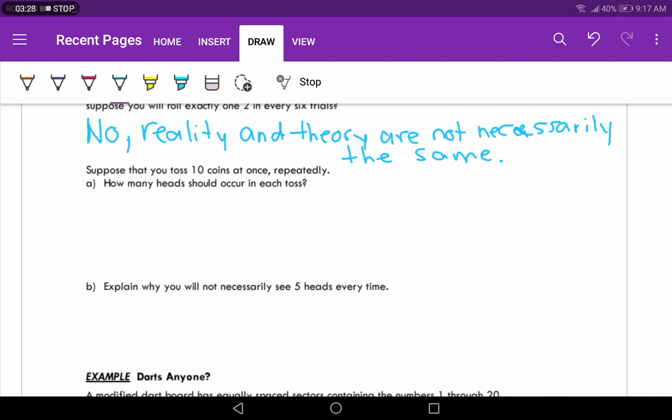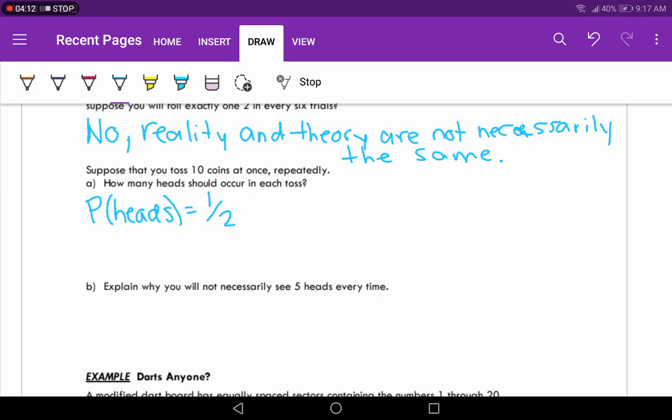Suppose you toss 10 coins at once repeatedly. How many heads should occur in each toss? So again, we figured out the probability, and this was maybe in our first unit. There's two options, right? There's heads or there's tails. So the probability of getting heads is typically 1 in 2, right? It's a 50-50 shot on getting heads or tails, which is why we flip a coin a lot of times in sports, or if we're betting, something like that, and choosing one of those sides, because the chances of getting heads or tails are equal.